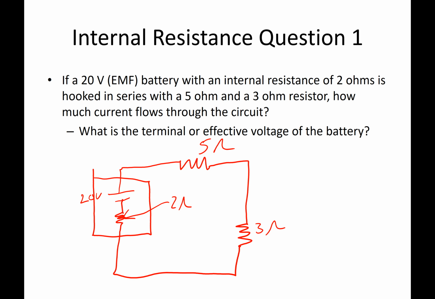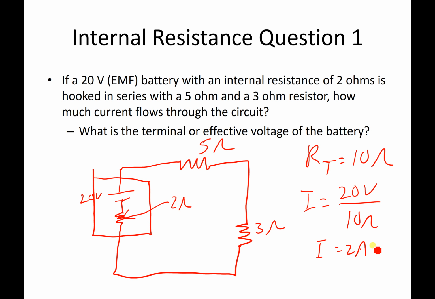So 5 plus 3 plus 2, we end up with a total resistance of 10 ohms. To find the current that flows through the circuit, use Ohm's law. I equals V, so we'll use the EMF, 20 volts, divided by the total resistance. We're using V over R. So we end up with 2 amps of current flowing through the circuit.